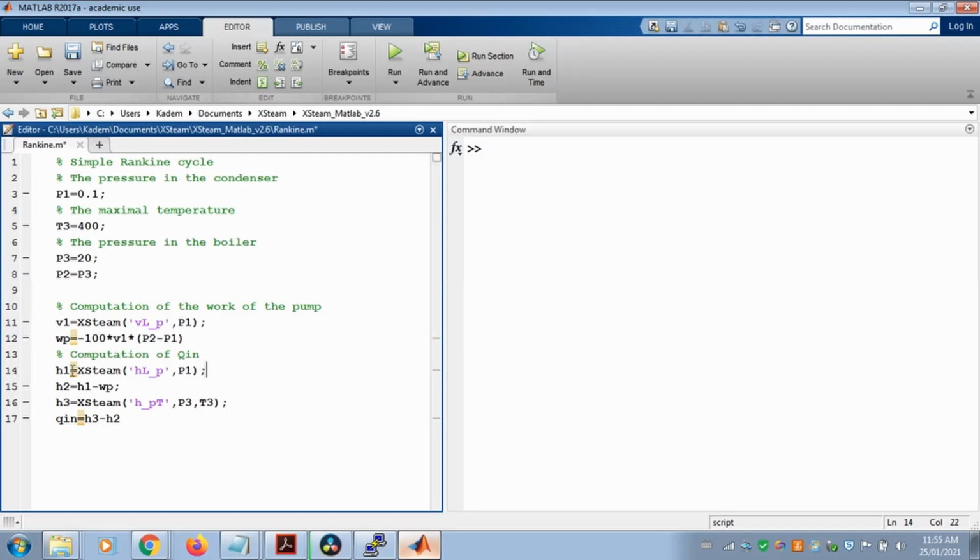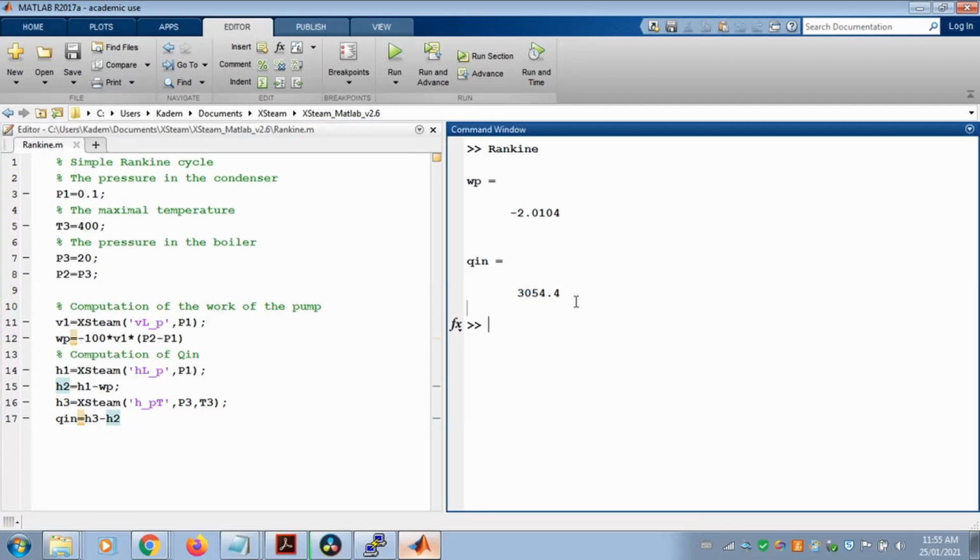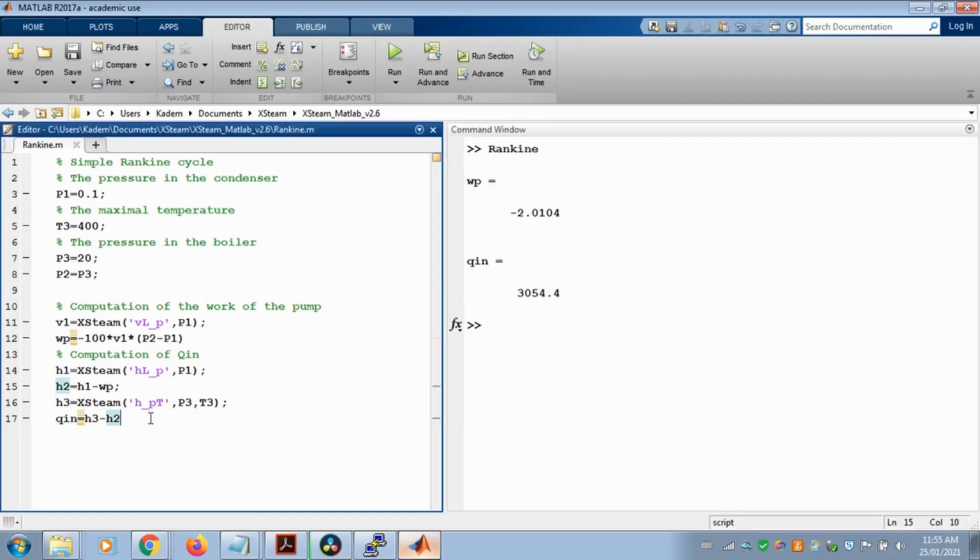Okay, we know H1, H1 will give us H2, we know H3, it's fine. So let's run it, and you see here we have the work of the pump, q in, and this is our q in, 3054.4 kilojoules per kilogram. Then the next step is the computation of the work of the turbine.